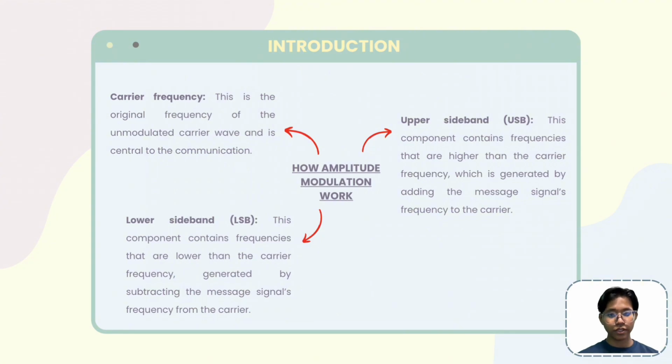Amplitude modulation consists of three parts that we need to understand about how amplitude modulation works. So the first one is carrier frequency. This is the original frequency of the unmodulated carrier wave and is central to the communication. Next, lower sideband or LSB. This component contains frequencies that are lower than the carrier frequency, generated by subtracting the message signal frequency from the carrier. And last but not least is upper sideband, or we call it USB. This component contains frequencies that are higher than the carrier frequency, which is generated by adding the message signal's frequency to the carrier.